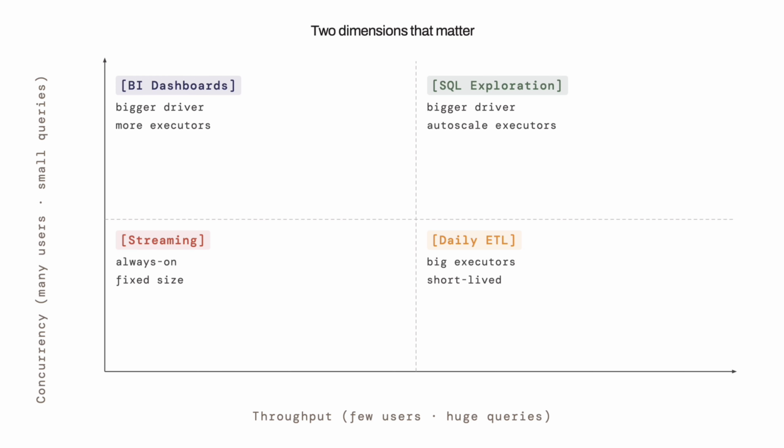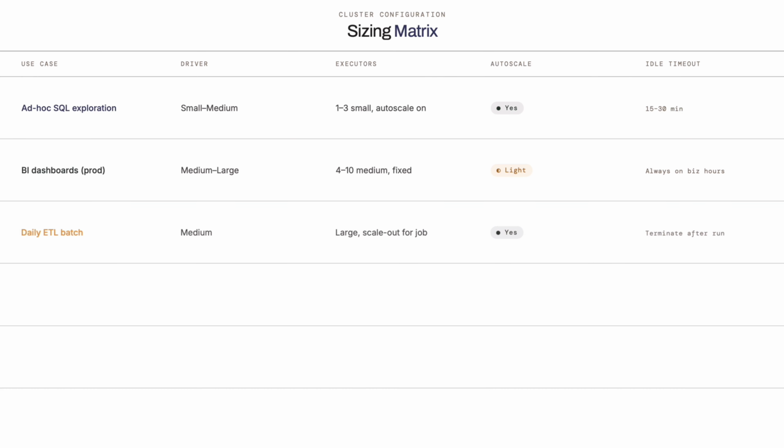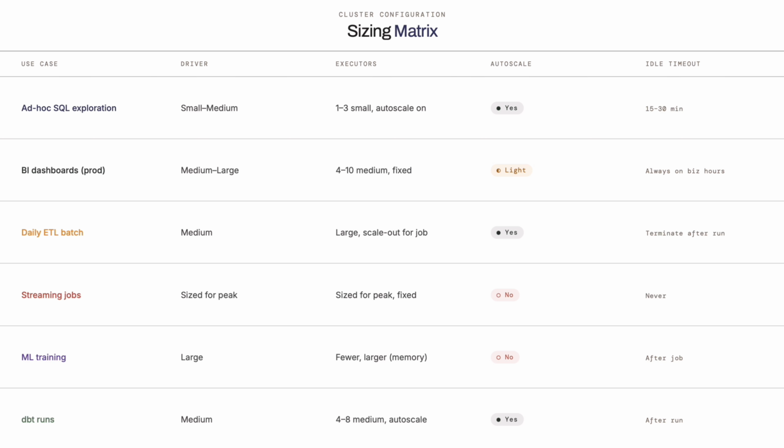More users at the same time means you need a bigger driver. Bigger jobs scanning more data means you need bigger or more executor pods. Getting this backwards is the most common sizing mistake. Here is how this maps to real setups. Number 1, ad hoc SQL work. Small to medium driver, 1 to 3 small executor pods, auto-scaling on, idle timeout of 15 to 30 minutes. The cluster winds down between sessions and starts back up quickly when someone runs a query.